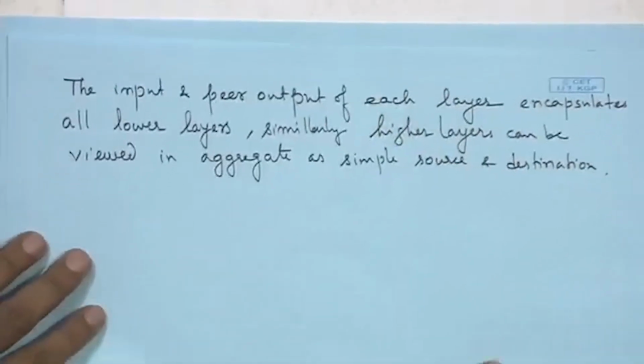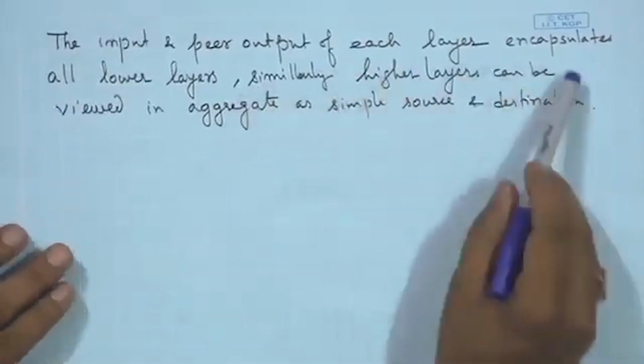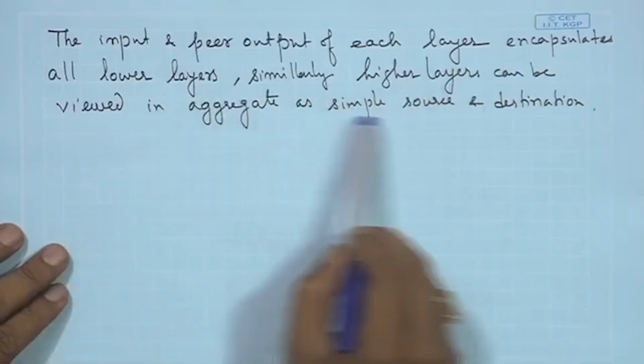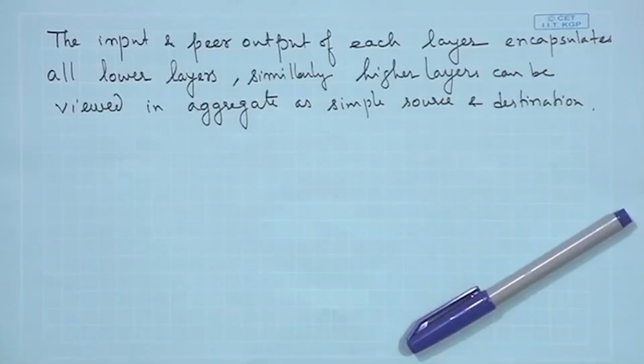So that is what is summarized in this particular statement, that the input and peer output of each layer encapsulates all lower layers, as we've just discussed. Similarly, the higher layers can be viewed as an aggregate of simple source and destination. So what this is telling you is to partition the big complex communication system into interfaces through which I can encapsulate everything on the left and say let that be the source if it is the transmitter, and if it is the receiver I can say that is the destination. If I look at it on the other side, I would say that is the input to the channel and that is the output from the channel, and so on and so forth.